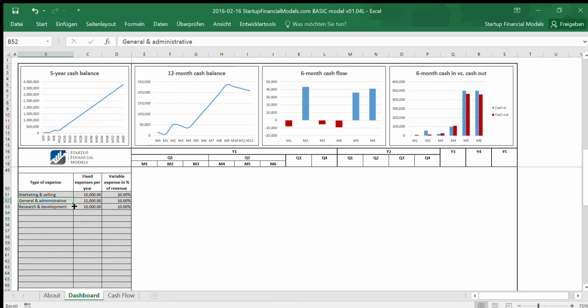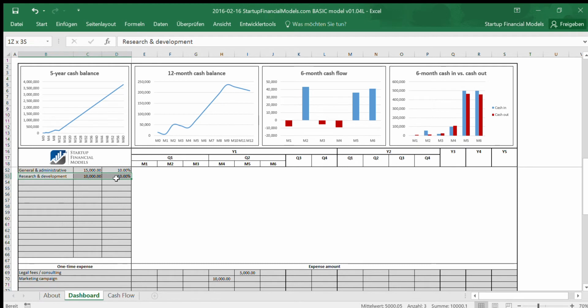Same here, general administrative, where we have, for example, bookkeepers that are gonna be more expensive the more revenue we have, but we say at least we have to pay 15,000 for all of that, secretaries, office, buildings, but 10% we also pay of the revenue we make. Research and development, same kind of stuff we put in.